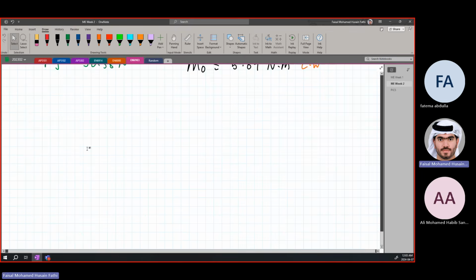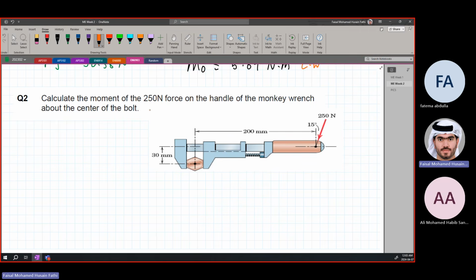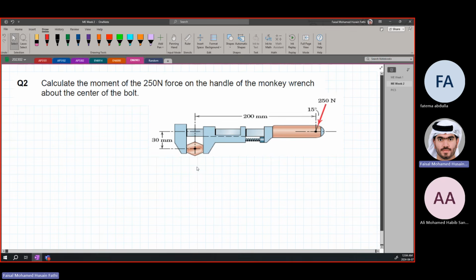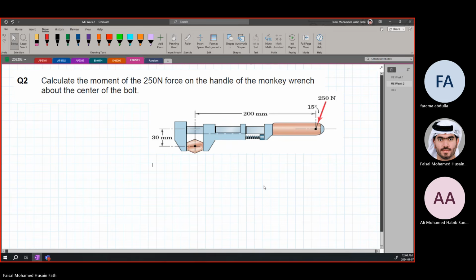Again, this one is very straightforward as well. It says calculate the moment on the handle of this monkey wrench if the force is 250 newtons. Here, it is a little bit different. Before, we usually did not have a free body diagram. Let's draw the free body diagram so you can see how it is going to be different.